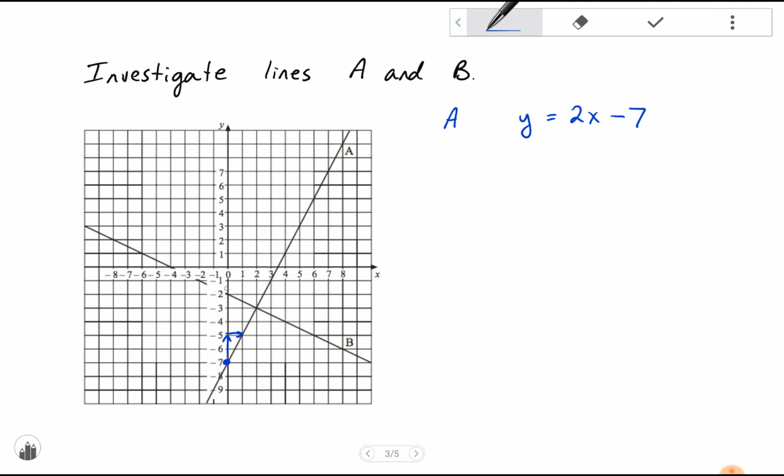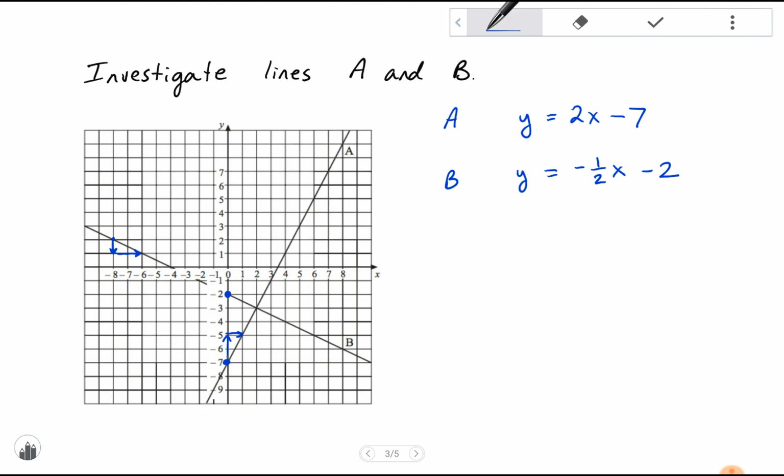Now let's look at line B. The y-intercept here is -2. And the slope, let's look at it over here. If we start here, we go down 1 over 2. So that means we're going -1, and then our run is 2. So the slope will actually be -1 over 2. So the equation for B is y equals -1 over 2x, and the intercept is -2.